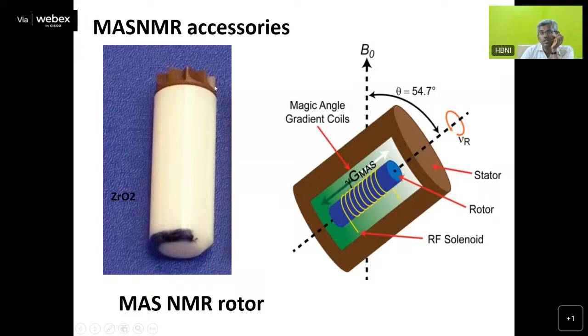This is called a rotor and this is called a cap. We open the cap and fill in the powder, and this will be kept at an angle of 54.7 degrees. That is the magic angle. This will be rotated at very, very high speed. This is the coil, or we can say the RF, radio frequency solenoid, which is used to give the radio frequency pulses.